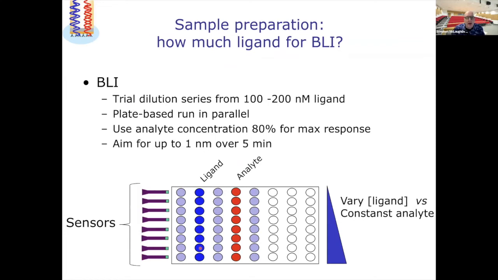For BLI Octet, because everything is running in parallel with these sensors, you can do a preliminary experiment where you have the ligand in different concentrations, with some sensors just in buffer, and then have the analyte at a concentration where you think you're going to get a good response. Then you can test how much you need to put on to get a reasonable response. Obviously the lower the better, but a typical target might be getting 1 nanometer of ligand onto the surface over about 5 minutes.